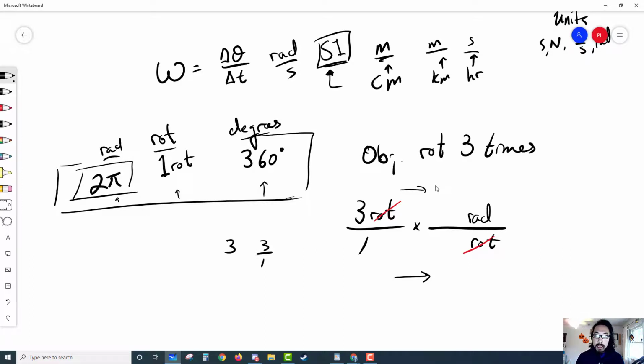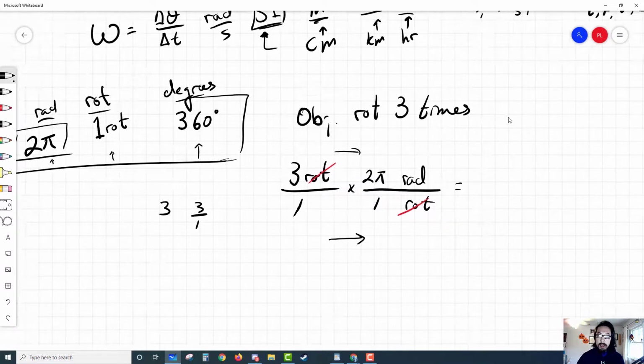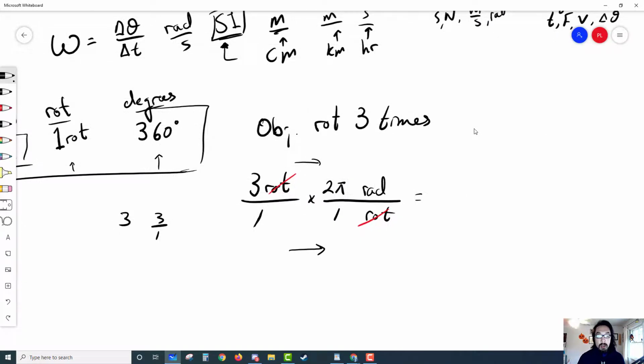So we say that in 1 rotation, we have 2 pi radians. Okay, and then we multiply across. Once again, it's not called cross multiplication. Please don't call it that. We're multiplying it across. So it comes out to be 3 rotations times 2 pi radians.